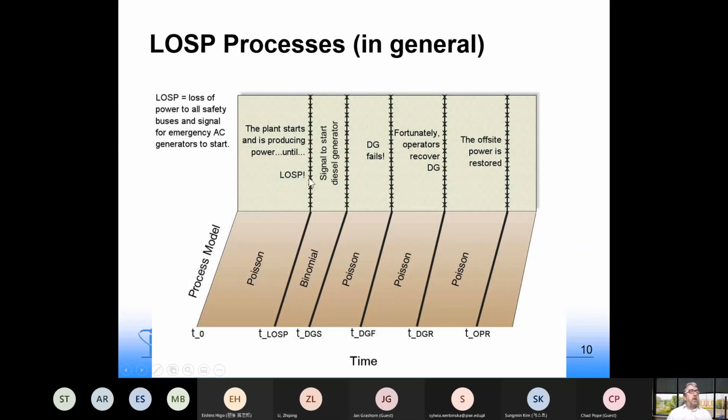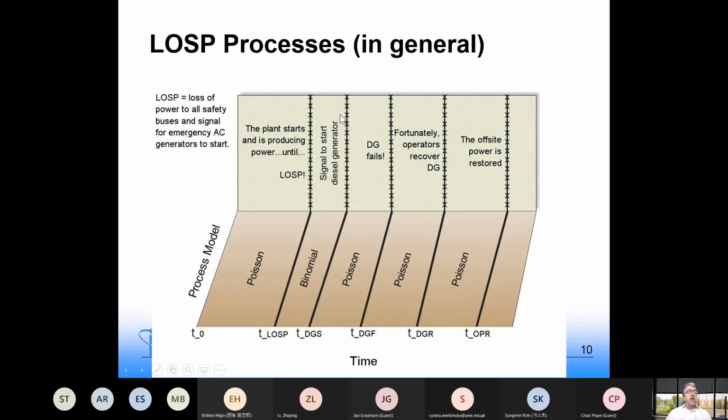So in other words, we start operating my nuclear power plant, and we keep doing that. We keep operating until I get a loss of offsite power, and that's really this first breaking point. And we don't know when that's going to occur. We don't know when I'm going to lose offsite power. So there's some process here that could describe that, and that initiating event occurs stochastically.